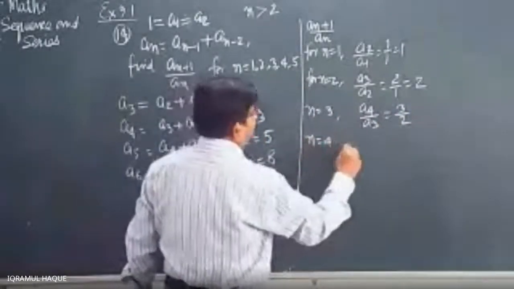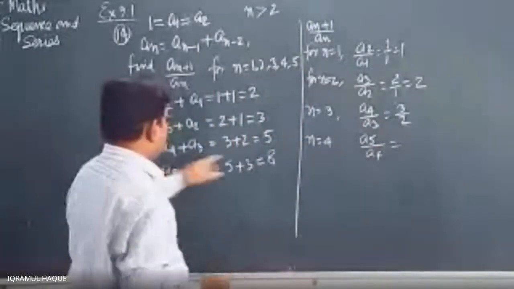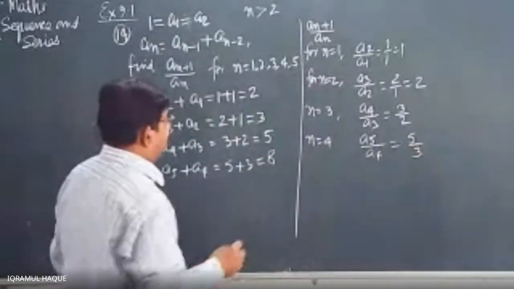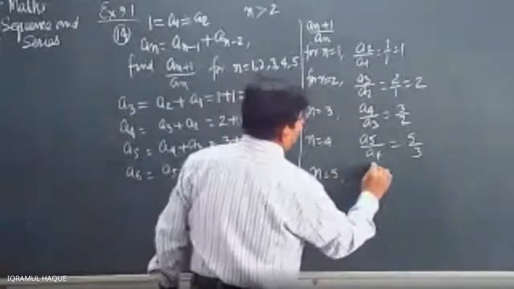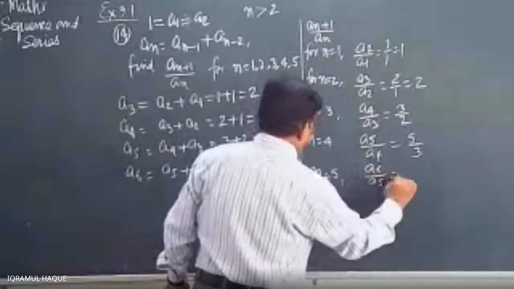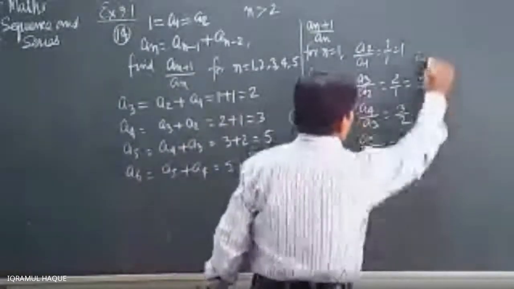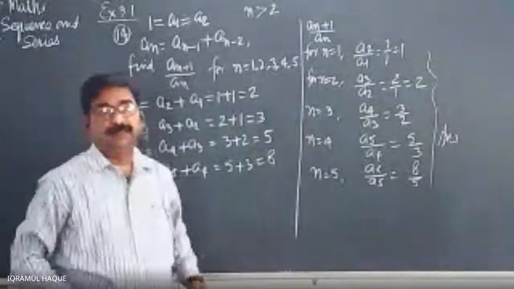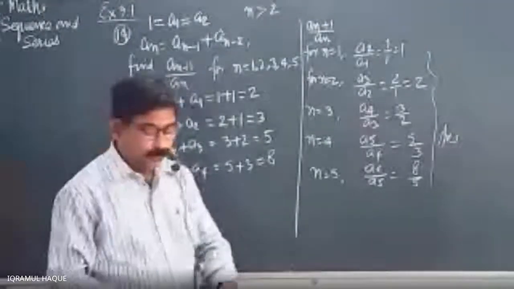For n is equal to 4, we have A5 upon A4. A5 we have got 5 upon 3. Finally, n is equal to 5 means this is A6 upon A5. A6 we have got 8 upon A5, 5. This is 8 upon 5. So all these are the terms required. Got it? Any doubt, students? No, sir. All right. Thank you.